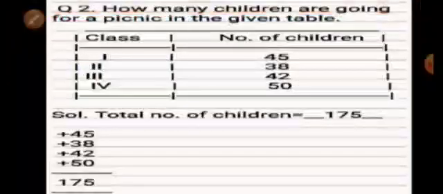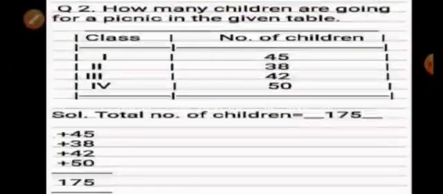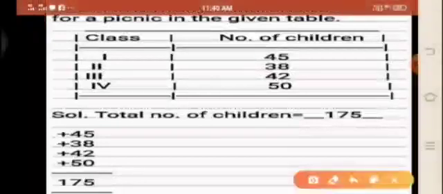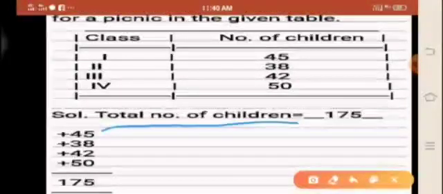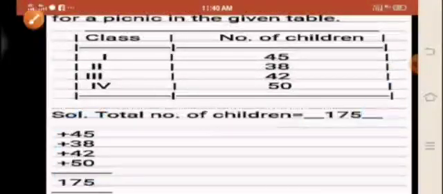Question 2 is, how many children are going for a picnic? How many means we have to find out the total number of children. So we have to add the total number of children, and then this is our answer. Is it clear to every child? Okay.